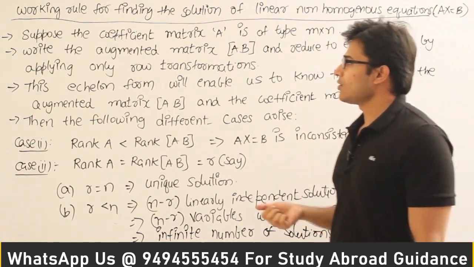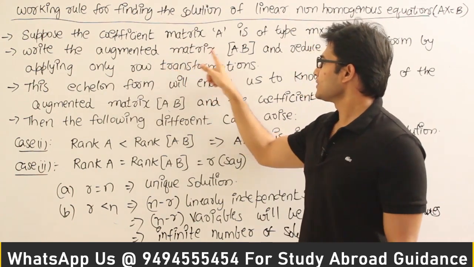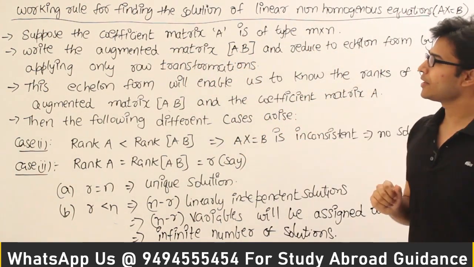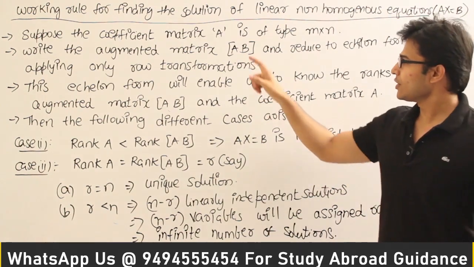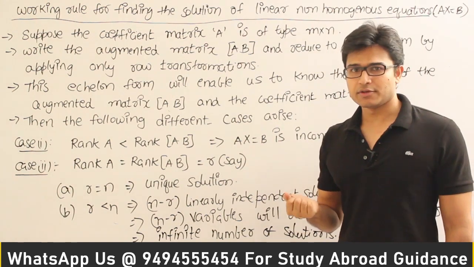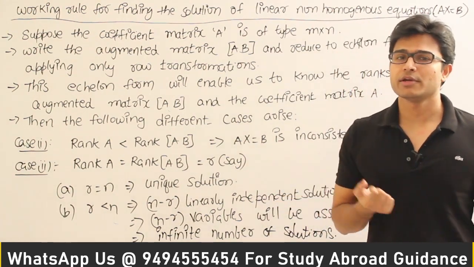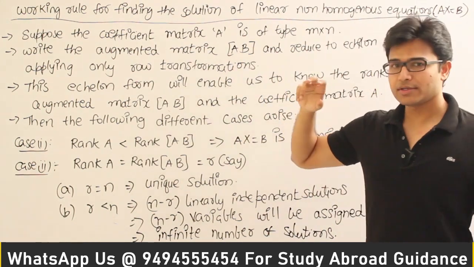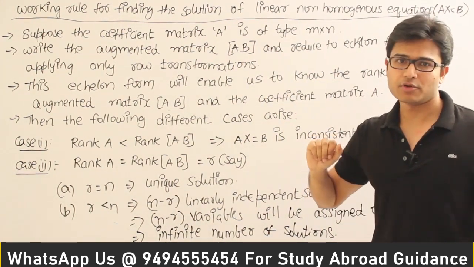Okay. And now write the augmented matrix [A|b] and reduce it to echelon form by applying row transformations. So if you have Ax = b as the matrix equation, then you try to form the augmented matrix [A|b]. How to find the augmented matrix? I'll show with an example. Don't worry about it now.